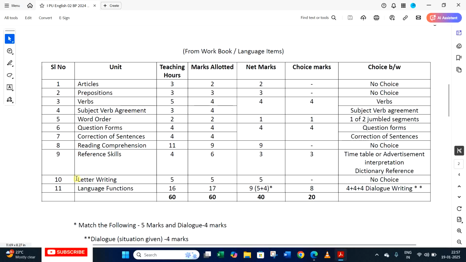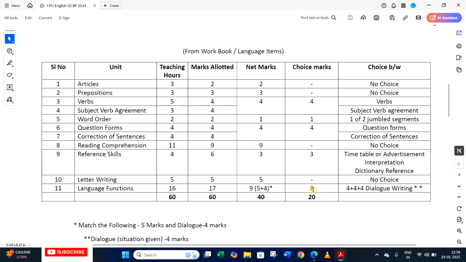Next question, that is letter writing for 5 marks, and here we can't find any kind of choices. No choice is given. We have to write the letter compulsorily, right? And next we have the last, language functions, right? So marks allotted are 17 marks, but if you go to see the real marks, there are 5 plus 4, that is 9 marks for language functions. How those marks are there, let's see.